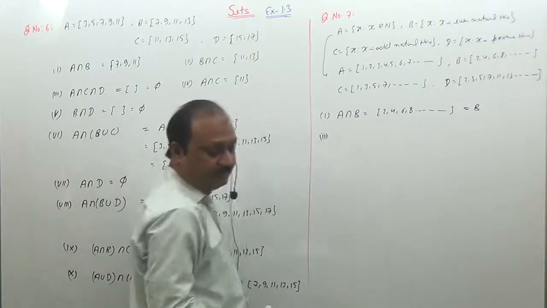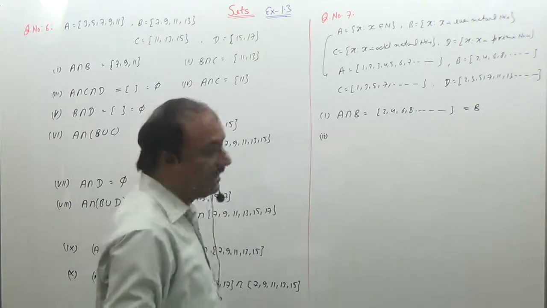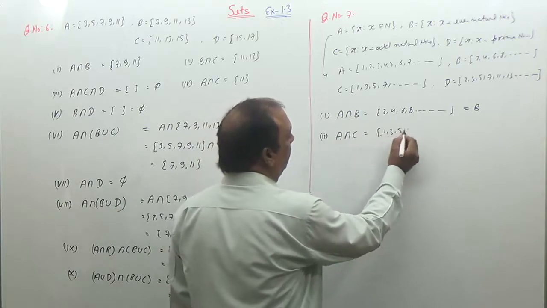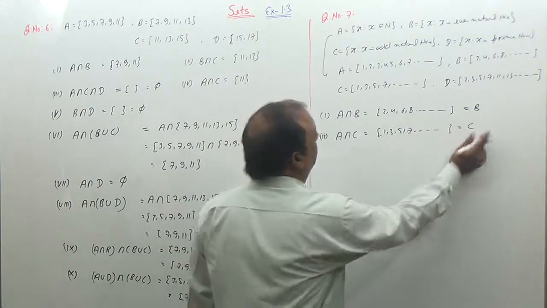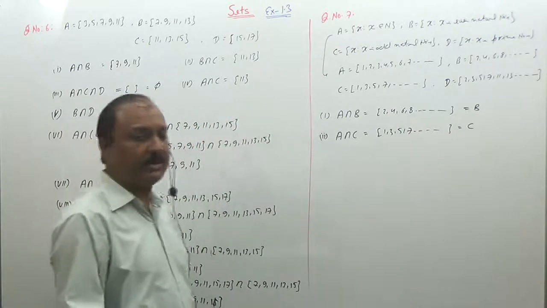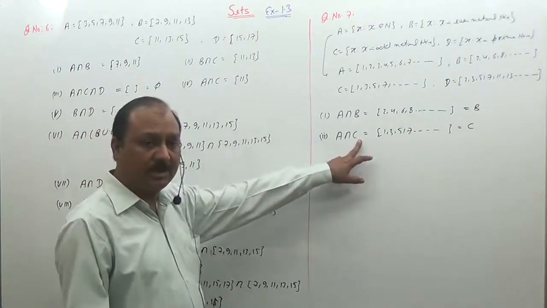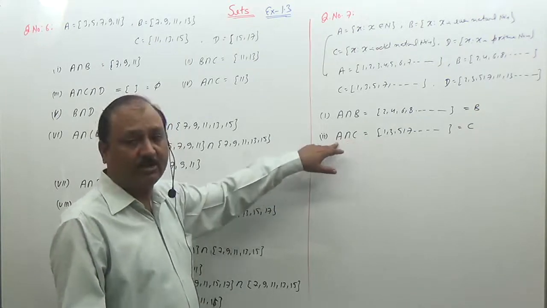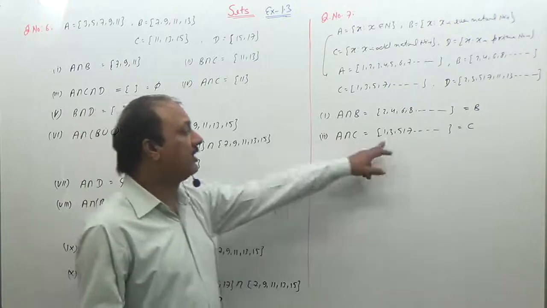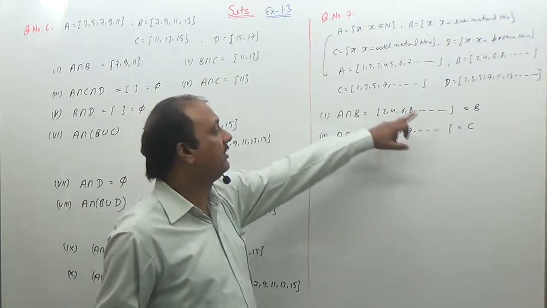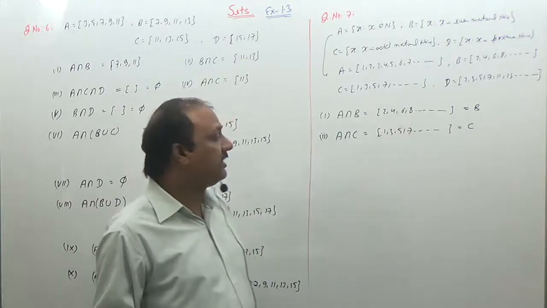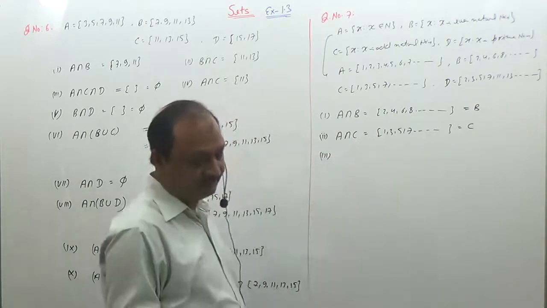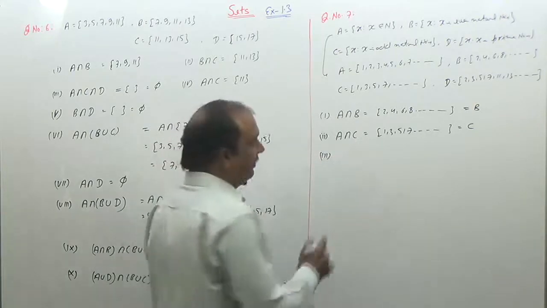Second one is A intersection C. 1, 3, 5, 7 and so on, that is C. A is the set of all natural numbers. C is the set of odd natural numbers. So we are taking the common natural numbers between A and C. So the common natural numbers are the odd natural numbers, and the set of odd natural numbers is called the set C. So this one, A intersection C is C. Third part is A intersection D.